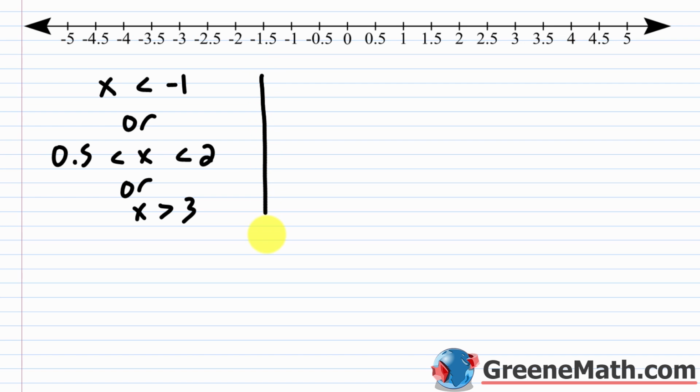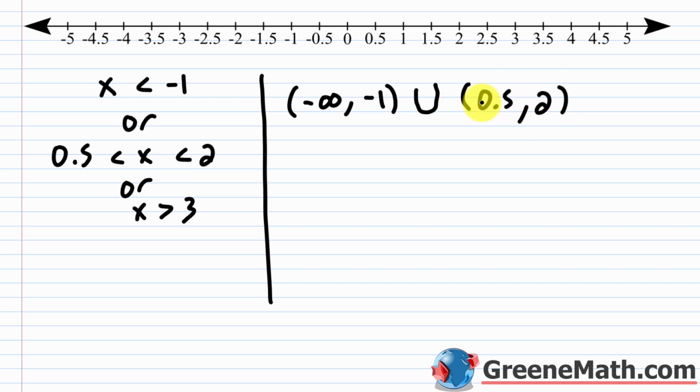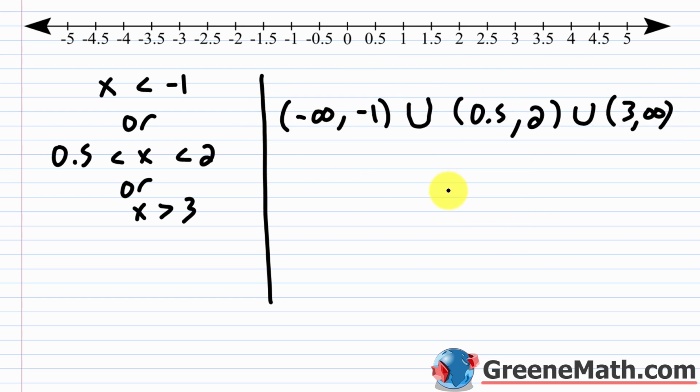A lot of times people like to write this in interval notation. So for interval notation, you're going to have coming from -infinity, going up to and excluding -1, and then you want to use a union symbol. So this one right here is going to be, again, everything's excluded here because we had a strict inequality. So between 0.5 and 2. So again, nothing's included, so you're using a parenthesis at each end. And then the union with, you can have anything that's greater than 3. So just like that.